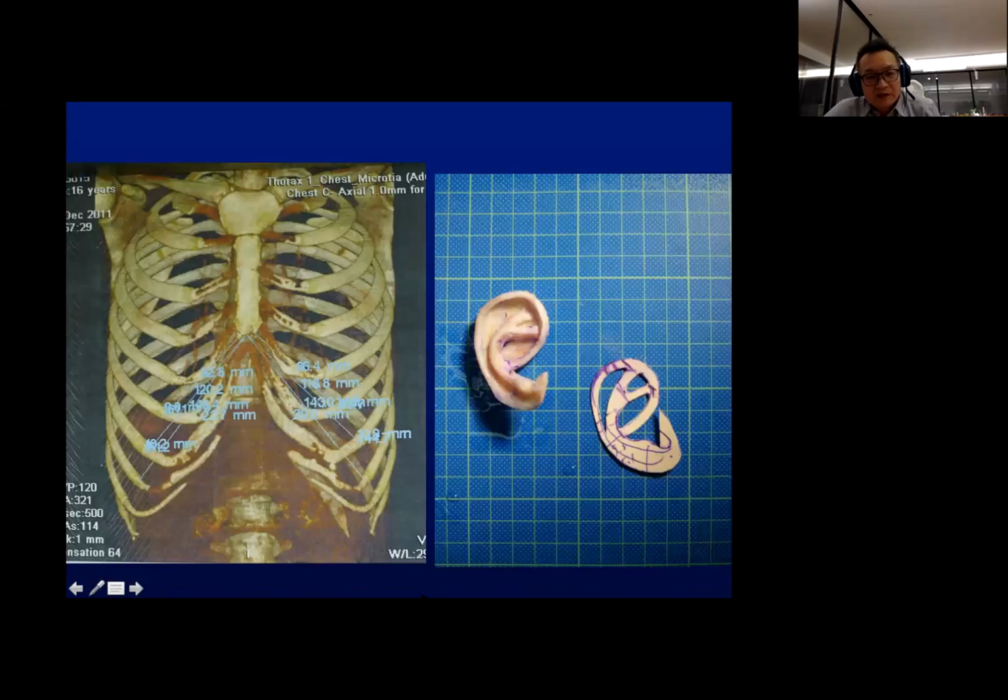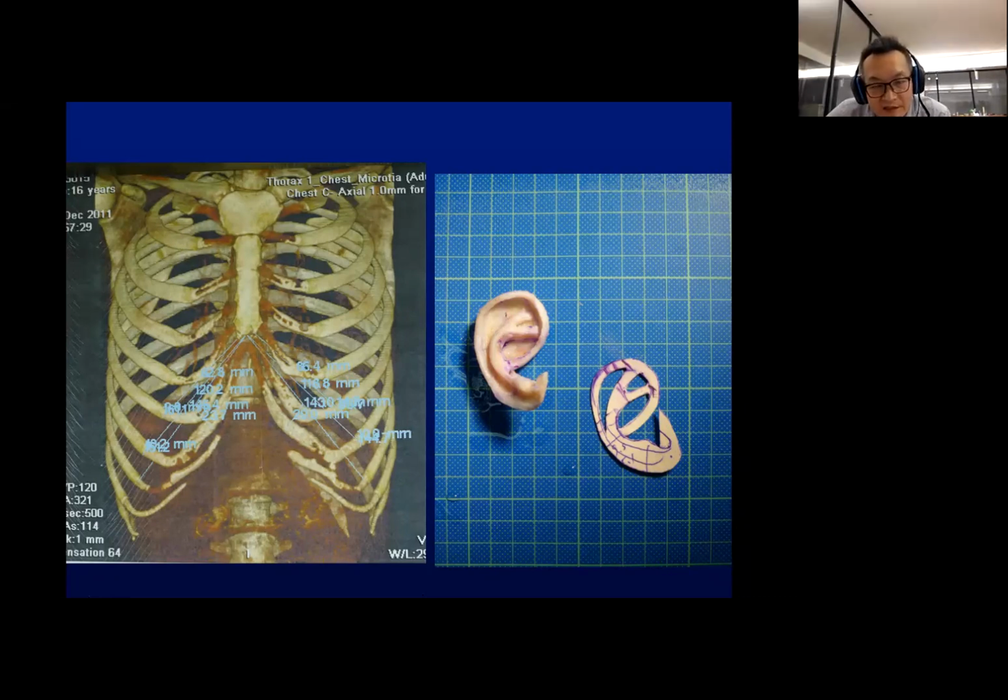But how about in the perfect recovery case? I think in the perfect recovery case, in the porous polyethylene case, the result is better than cartilage because the contour could be very good. It could be very thin. The posterior sulcus could be very deep and kind of natural looking. And if the recovery is very good, the color of the skin graft could be as natural as the normal auricle, so it could be very good.